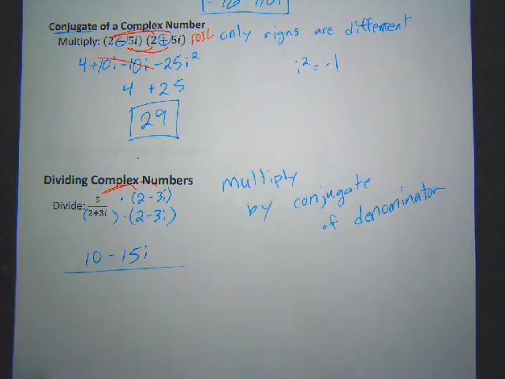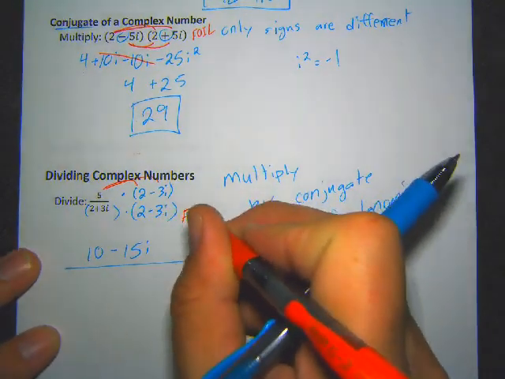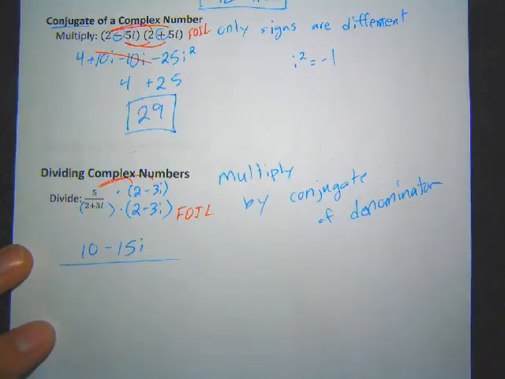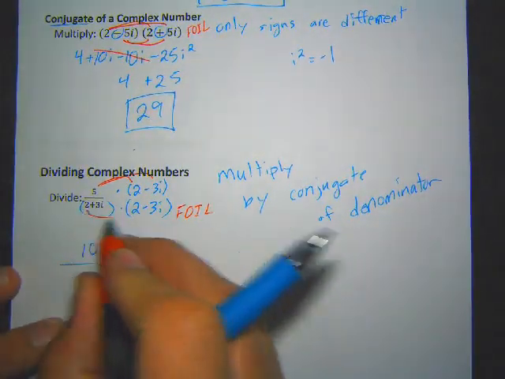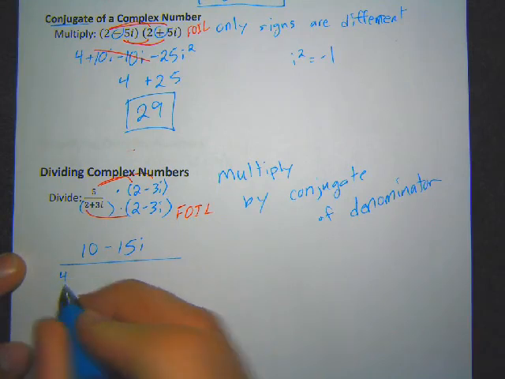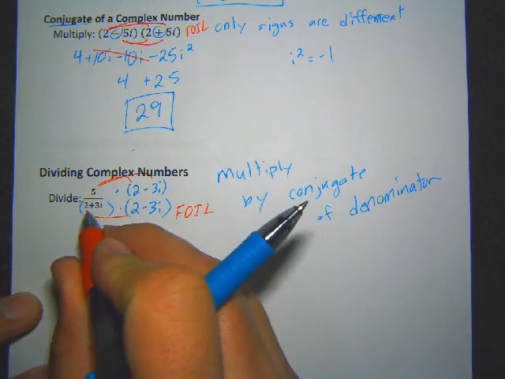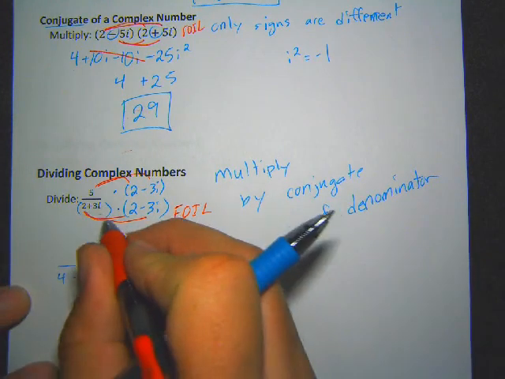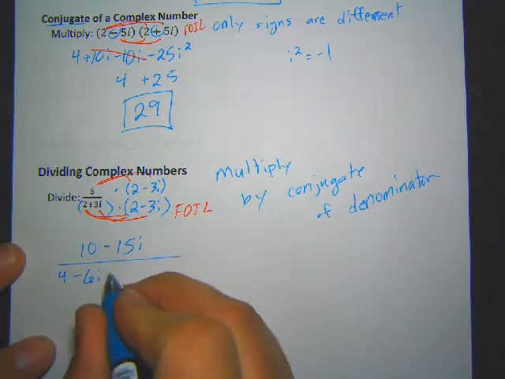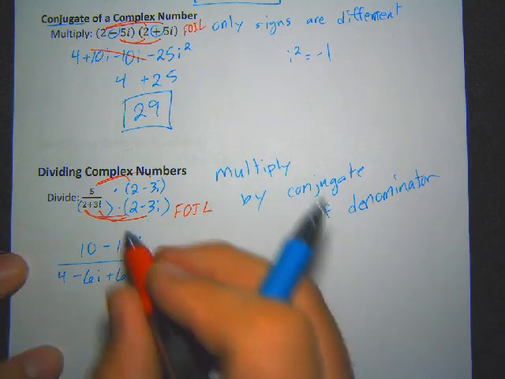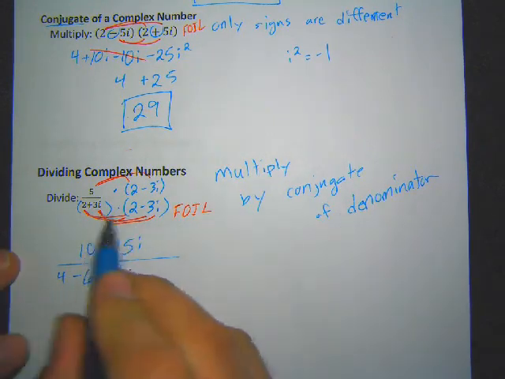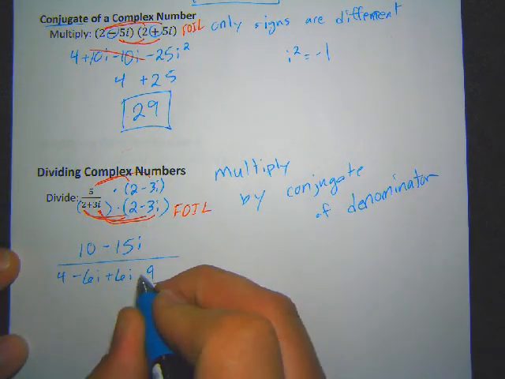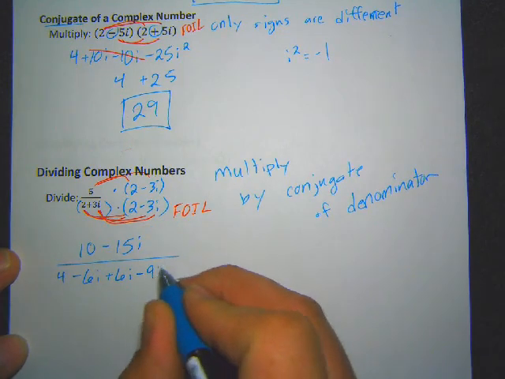On the bottom, we get to FOIL again. Did you notice we're going to do lots of foiling in this section? Yeah, we get to do lots of foiling. Okay, so we did 2 times 2, we get 4. We do the outside, 2 times negative 3i, which gives us a negative 6i. We do the inside, 3i times 2, and we got positive 6i. And we do the last, 3i times negative 3i. Well, 3 times 3 is 9, but positive times negative is a negative, and i times i is i squared.